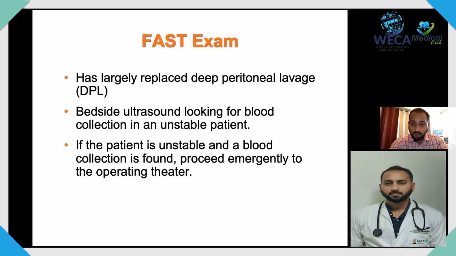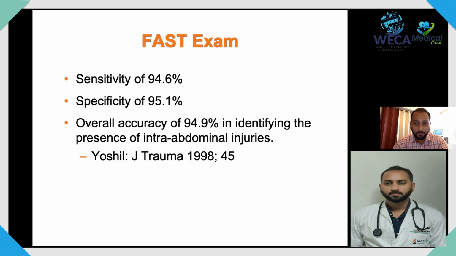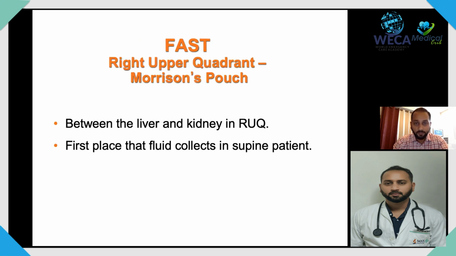Bedside ultrasound, that is looking for collection, can be performed in an unstable patient. And in case the patient is unstable and we have a positive FAST, that is, we see some sort of fluid collection or blood collection in the abdomen, the patient should be emergently rushed to the operating theater. So speaking of some numbers, again, FAST exam, the sensitivity is 94.6% and specificity of 95.1% with an overall accuracy of 94.9%. So we can see why it has rightfully nearly replaced DPL as the primary modality.